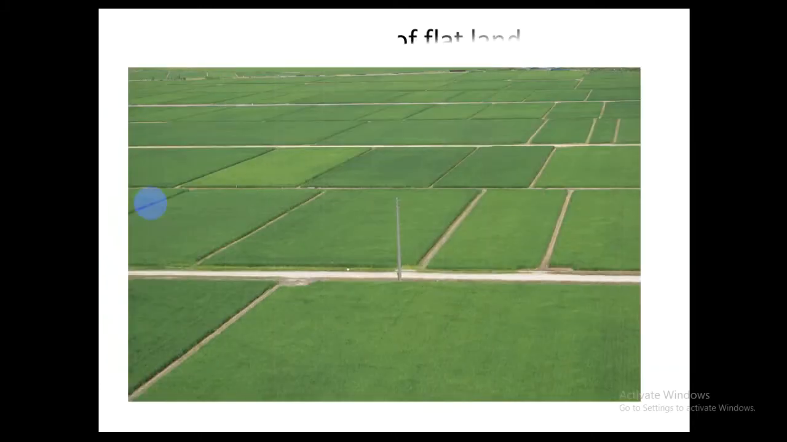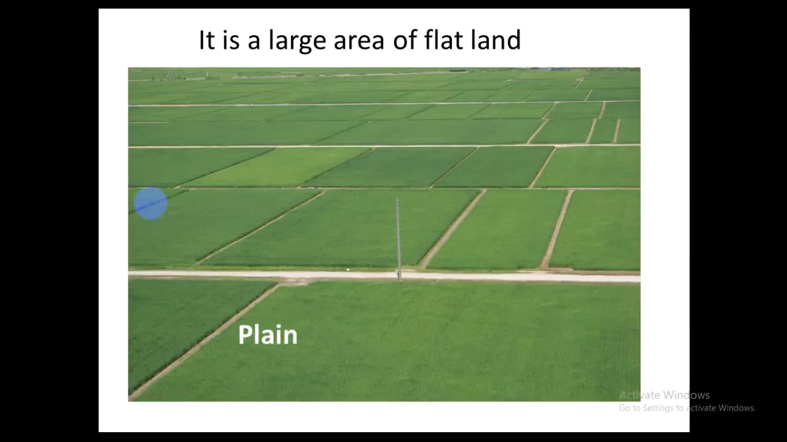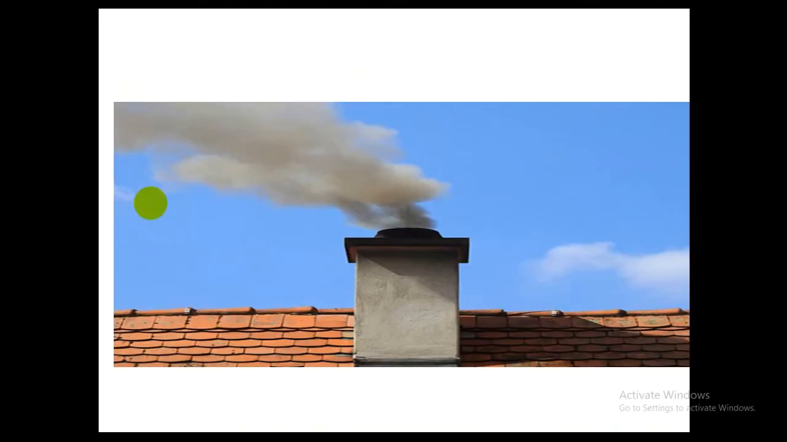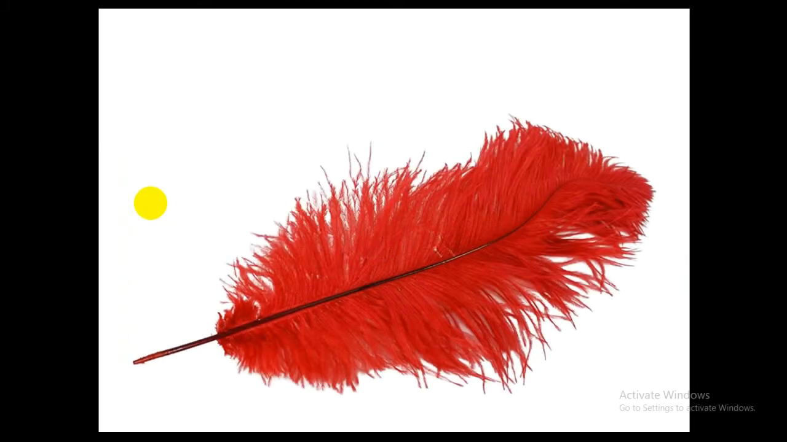Now, it's a large area of flat land. It is plain. So what's plain? Plain is a large area of flat land. Let's see our next word. It's a chimney. It allows smoke from a fire to pass out of a building up into the air. It's chimney. Let's go to another word.